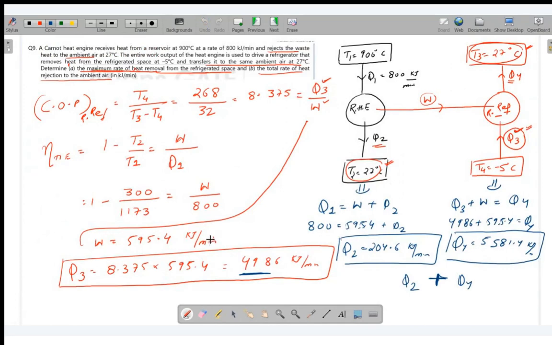I think 90% of the people will do this question wrong if they directly see this in exam. Either you will calculate Q4 or you will calculate Q2. So just try to read the question carefully, and first of all, understand what the question is saying. Okay, chalo.